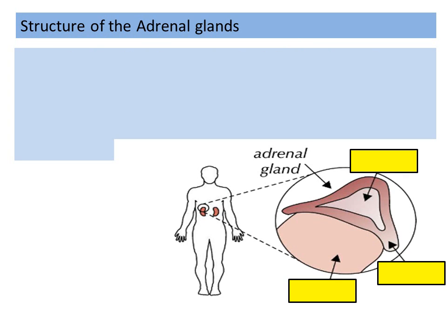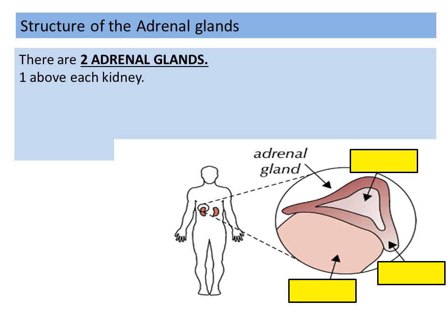The obvious place to start is with the structure of the adrenal glands. We have two, and they are situated on the top of each kidney, and they look like little caps sitting on the top of each one.